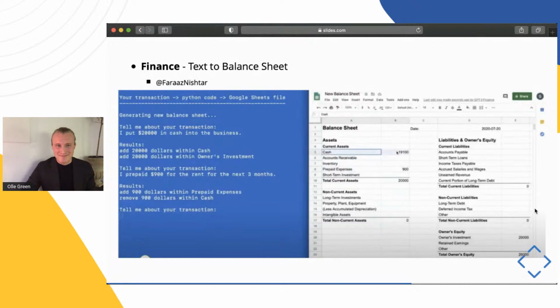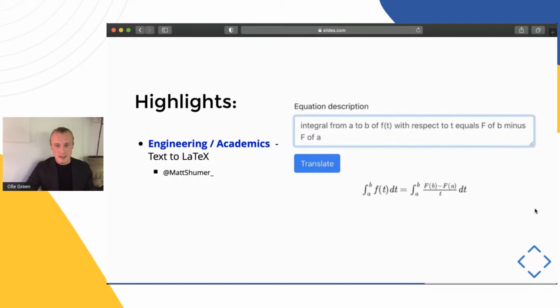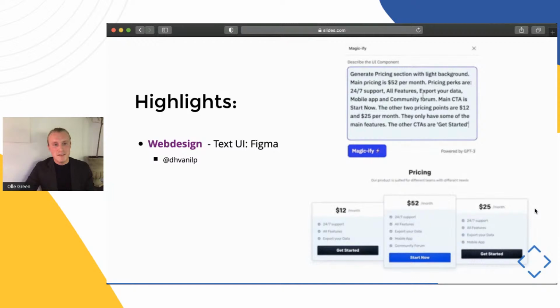Let's move on. For example, if you're into engineering and academics, like, for example, I'm writing a few papers in LaTeX. Matt Schumer did a program where you're basically using your regular text and translating it into LaTeX format and mathematical equations. So in this case, integral from A to B, and so on, and you get the actual output from it there. And another way, web design.